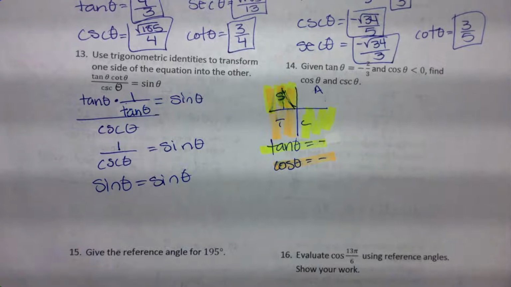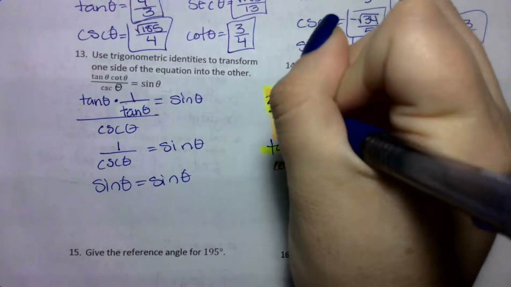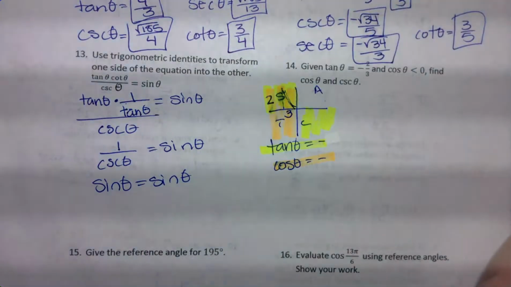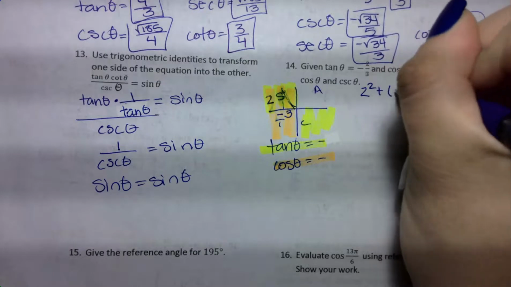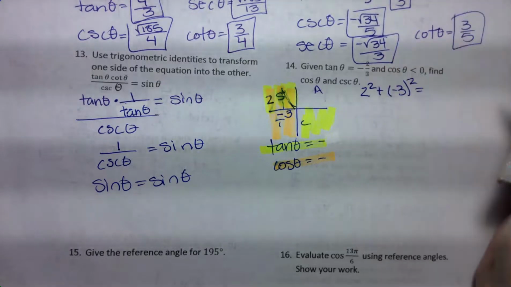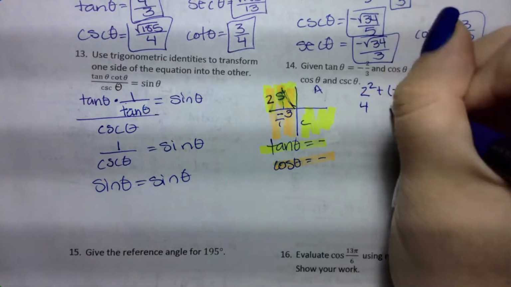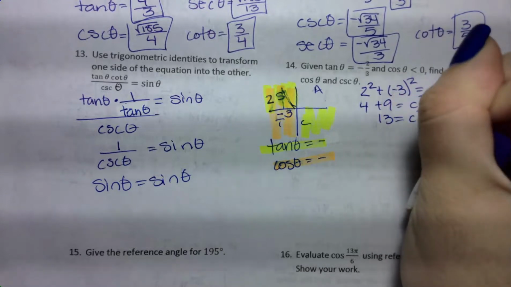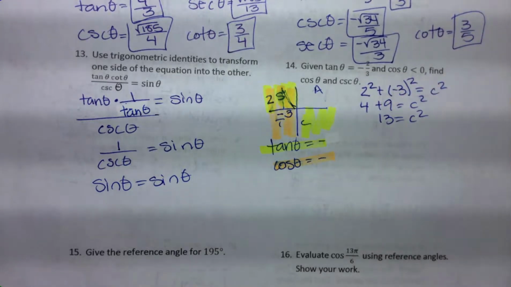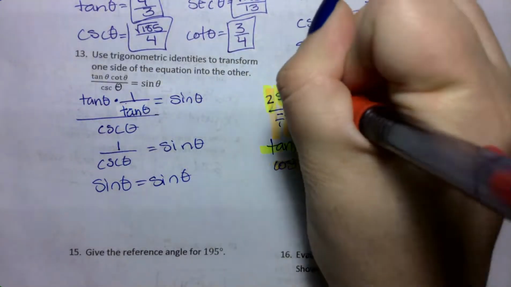It's tangent, so I know that it's opposite over adjacent. This is going to be 2/3. And then because I'm in the second quadrant, the y value is negative. So now I want to use the Pythagorean theorem to figure out my radius. 2 squared is 4, -3 squared is 9. This is going to give me 13. I want to square root both of those, so this is square root of 13 for right there.